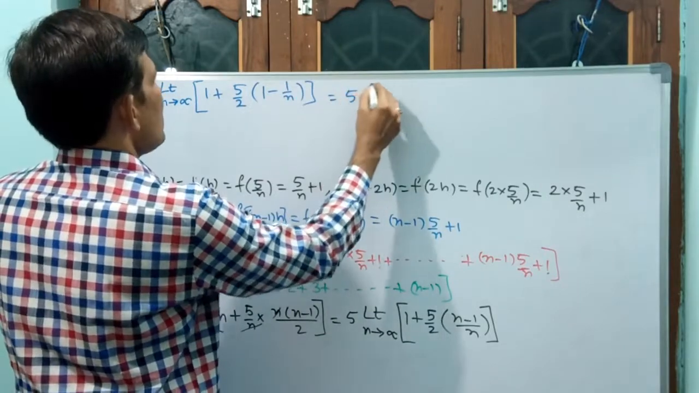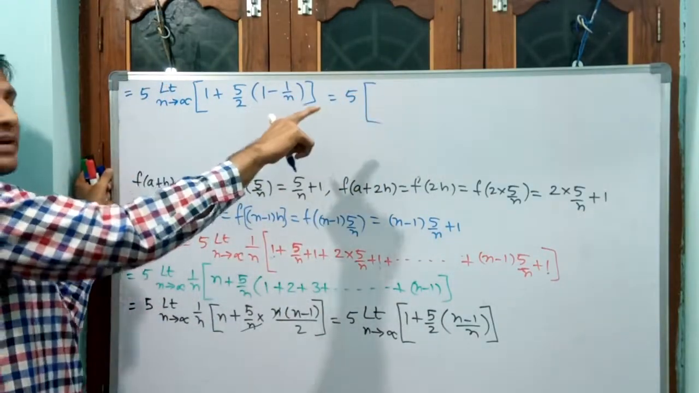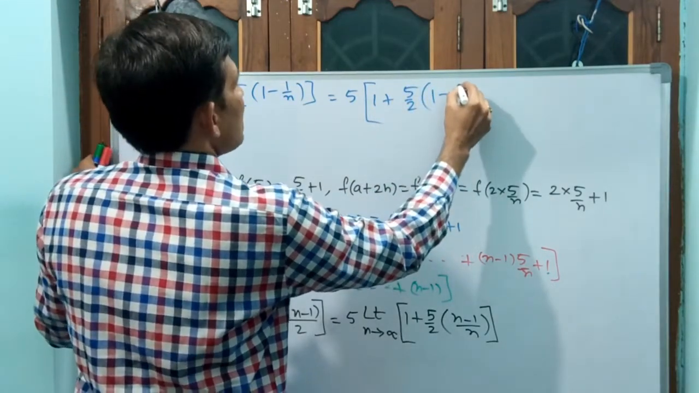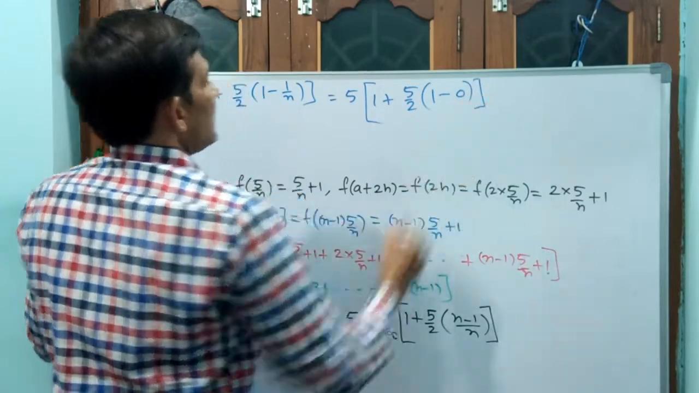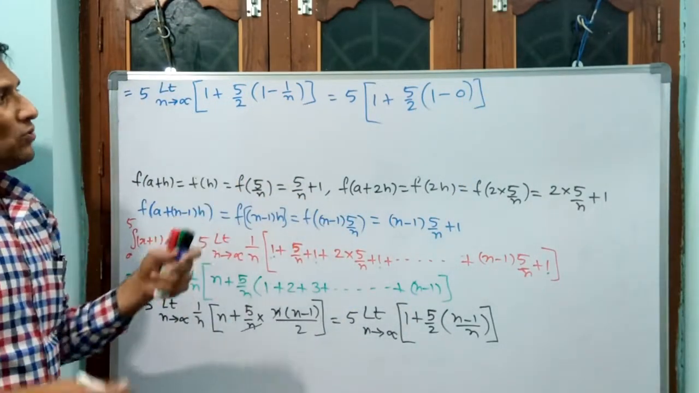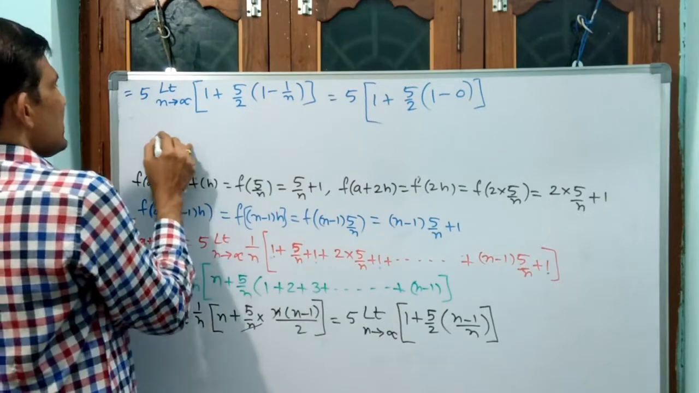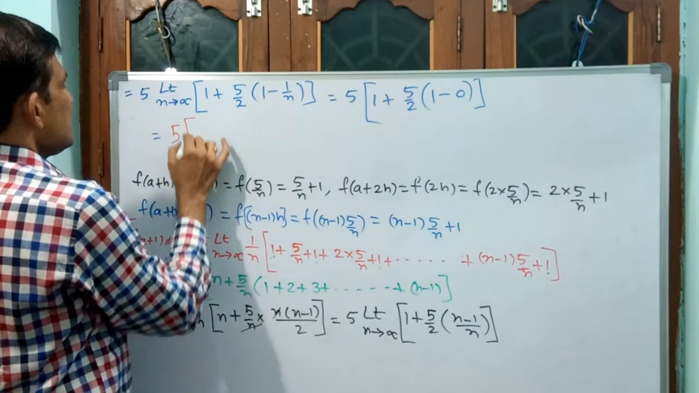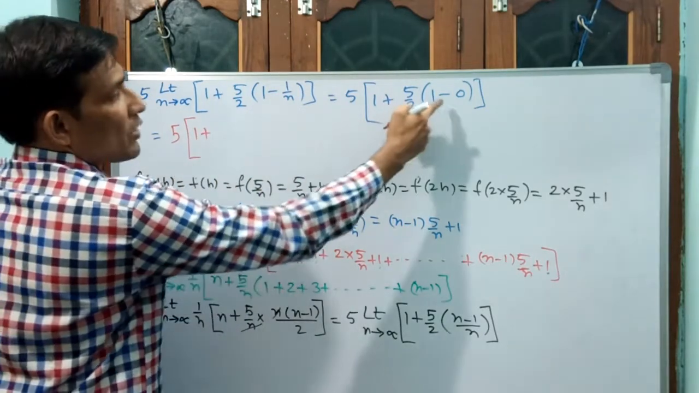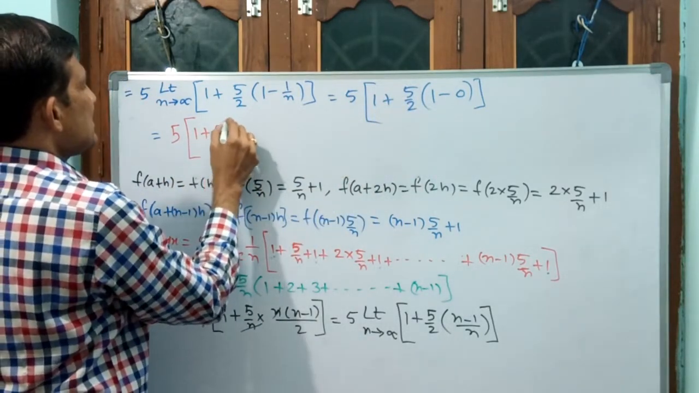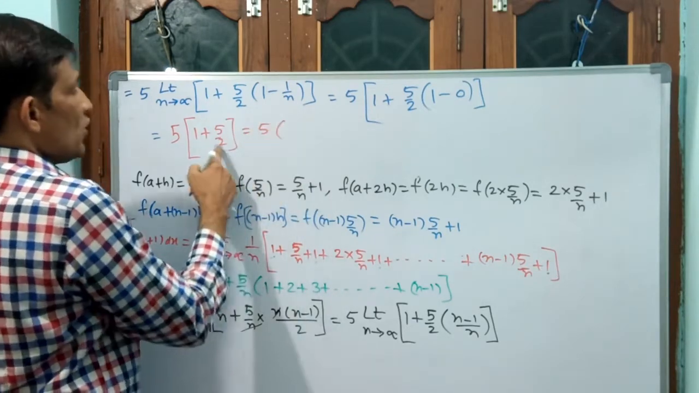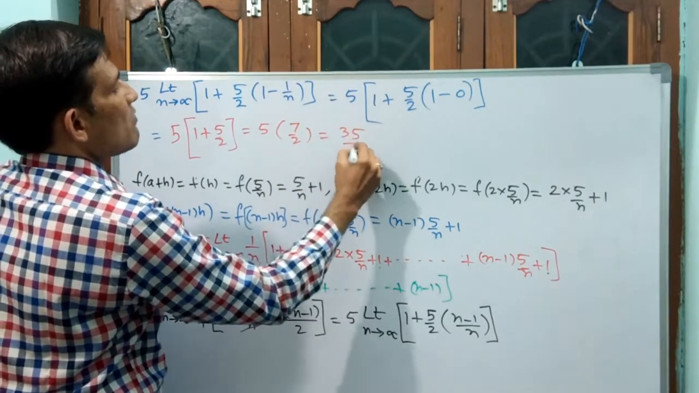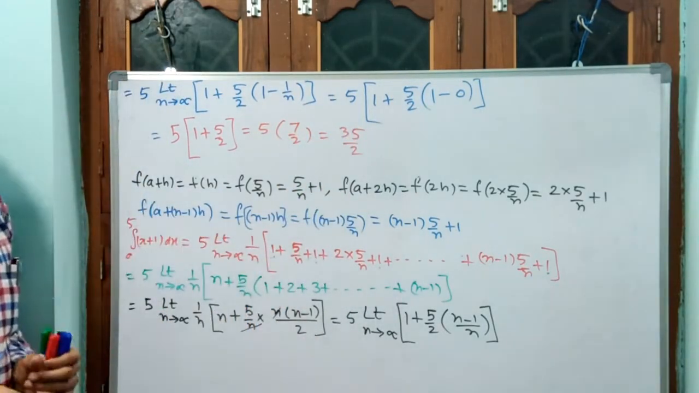That is equal to 5 into, now this limit will not be there. I am applying limit. 1 plus 5 by 2 into 1 minus 0. Why? Because 1 by infinity is 0. Okay, what is going to happen here? That is equal to 5 into 1 plus 5 by 2 into 1, 5 by 2, that's all. That is equal to 5 into 2 plus 5, 7 by 2. That is equal to 35 by 2. This is the answer. 35 by 2 is the answer.